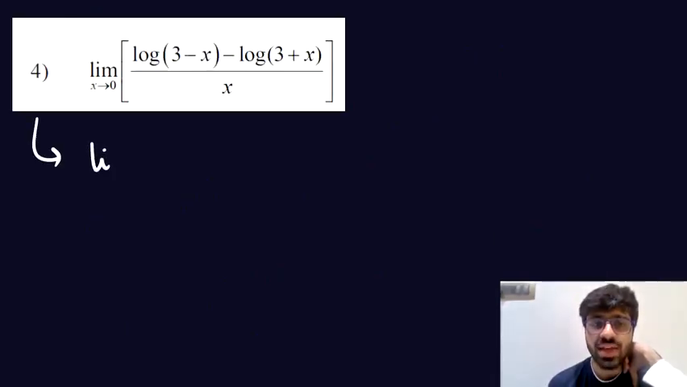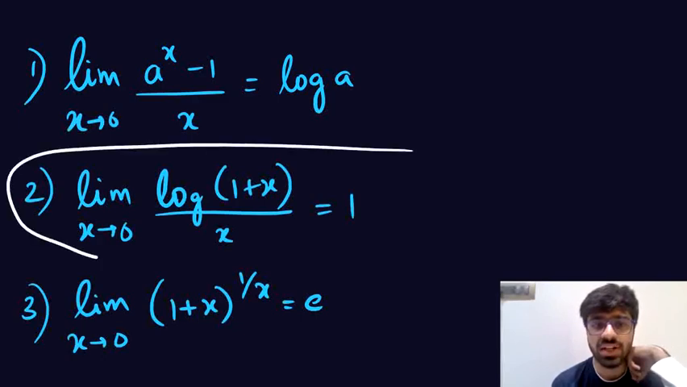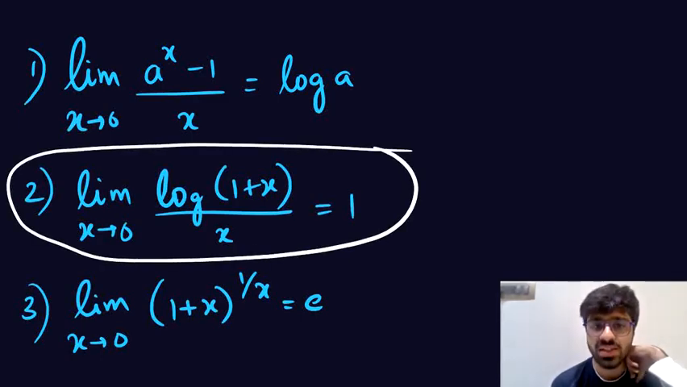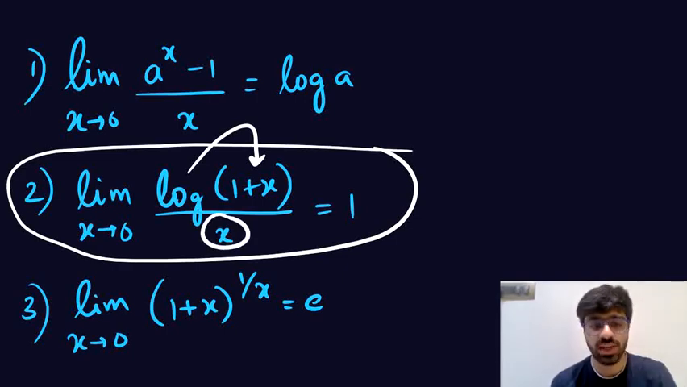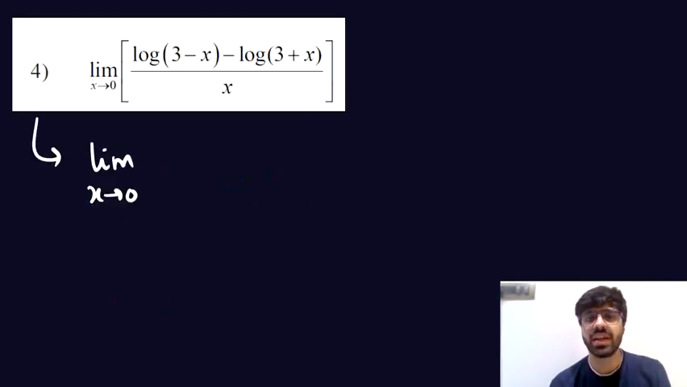So we have limit of x tends to 0. And now that we have a log term, it is very clear that we have to use our second result. Second result is the one that we have discussed here. It's this result that we need to use. So limit of x tends to 0 log of 1 plus x upon x. So again, in this question, it is very clear that we need to bring 1 as the starting term, and to bring 1 as the starting term, we have to take a 3 common from the two brackets.